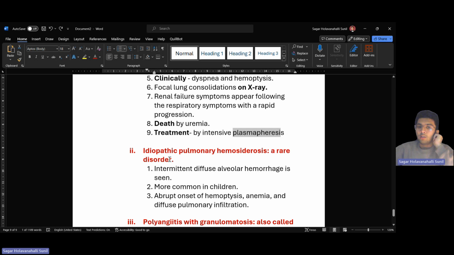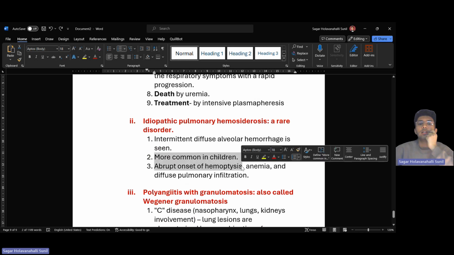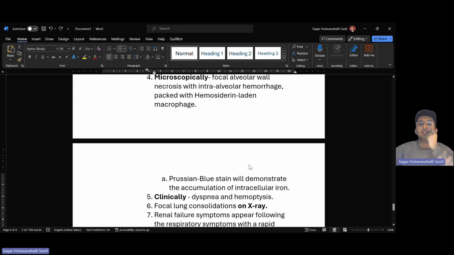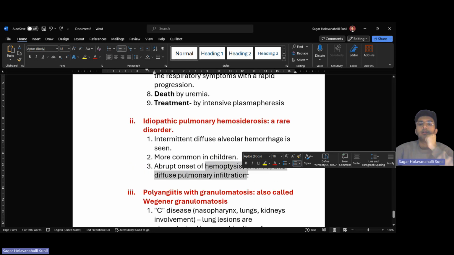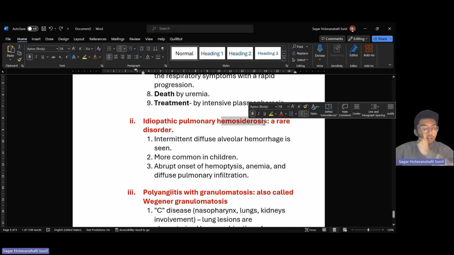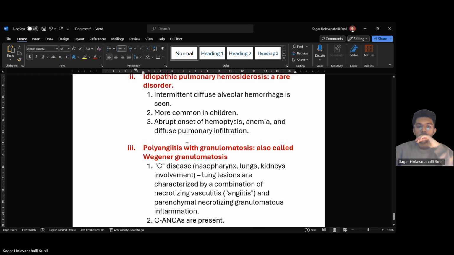Then you have idiopathic pulmonary hemosiderosis, right? Again, here you're going to have diffuse alveolar hemorrhage, more common in children, as opposed to Goodpasture syndrome, more common in adult males in their 20s. And again, you have hemoptysis. You can also have anemia and diffuse pulmonary infiltration. Anemia because hemosiderosis is going to affect not only the lungs, but it's going to have an effect systemically as well.